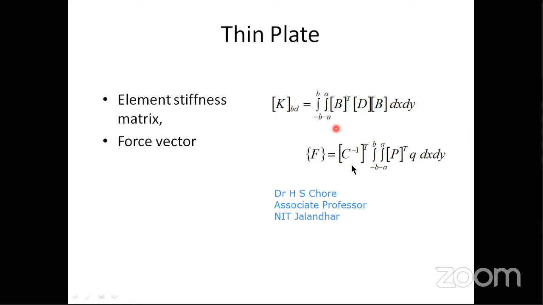Force vector will be given by the second equation. Okay, here it is equivalent to C inverse transpose into P transpose gives N transpose.